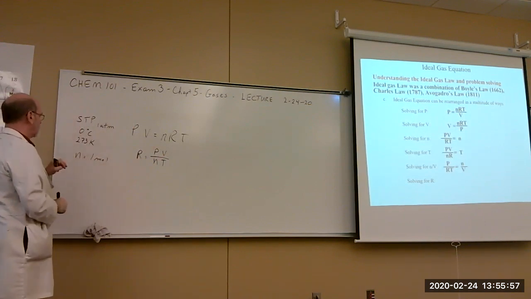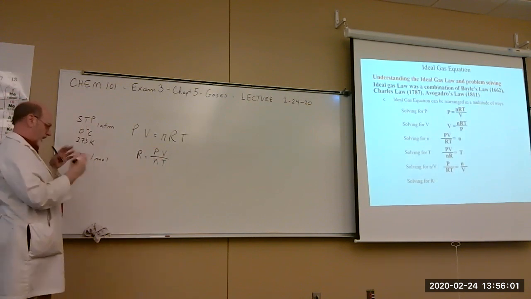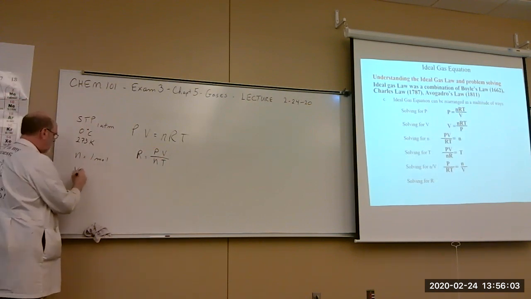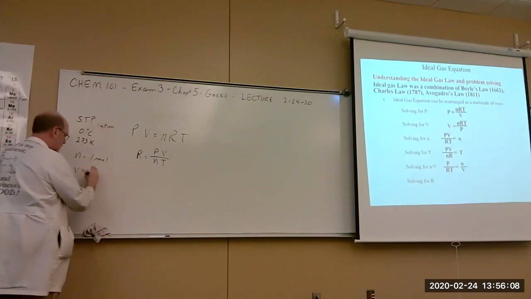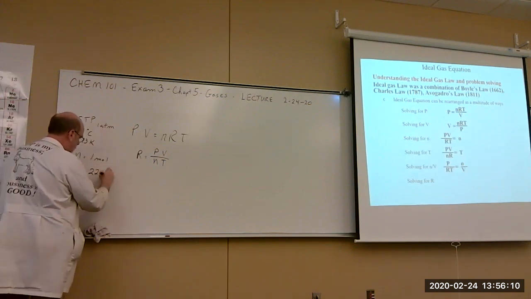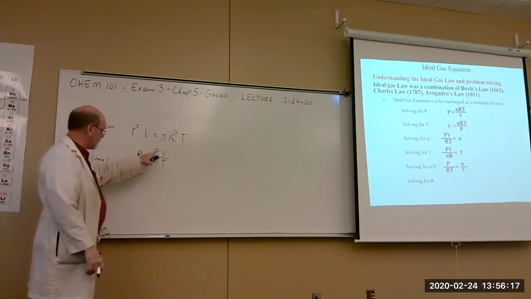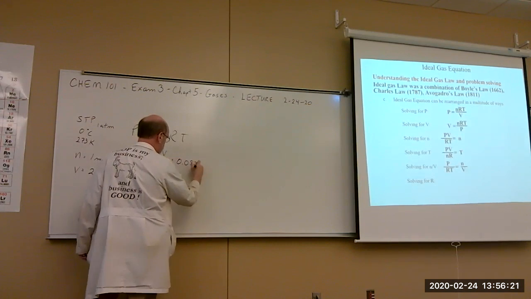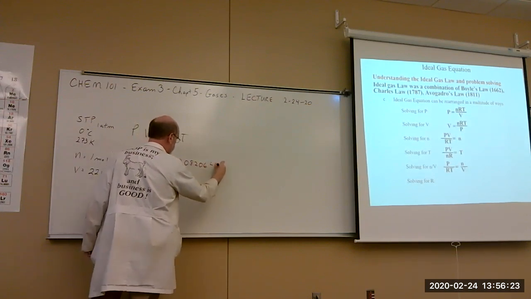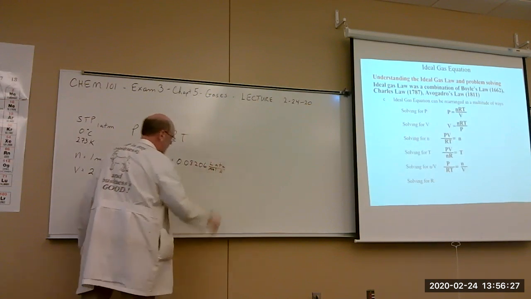Okay? So it's pressure, temperature, moles, and volume. So what's the volume of a gas at that temperature, that pressure, with that many moles? The volume is 22.4 liters. You can measure that. Now, if you put all these values in, you get R equal to 0.086 liter atmospheres per mole.